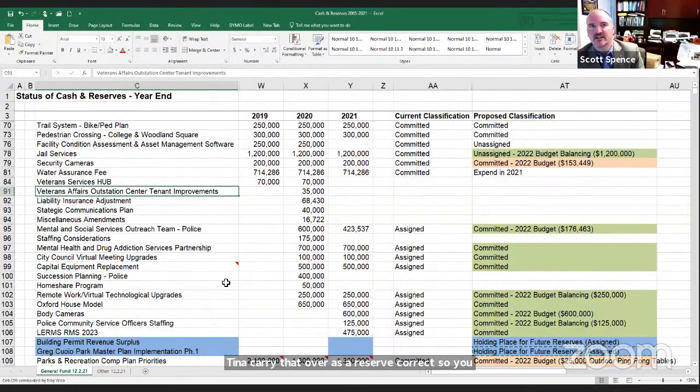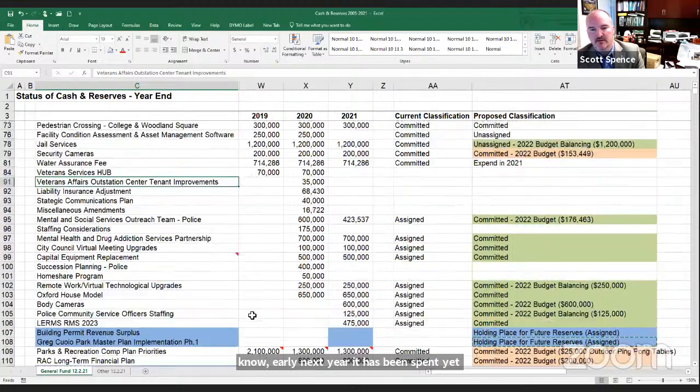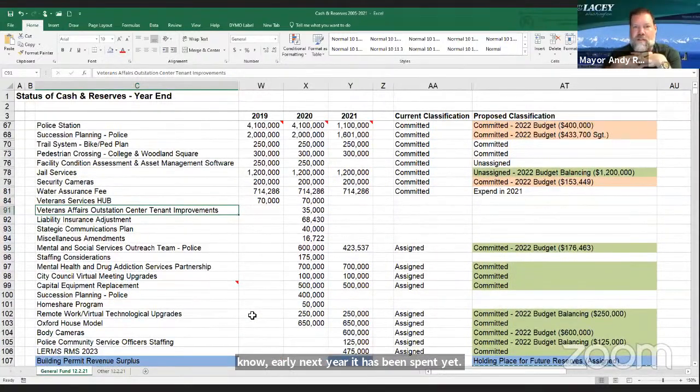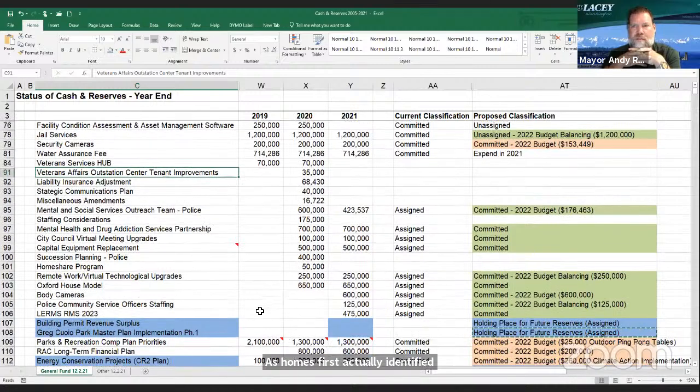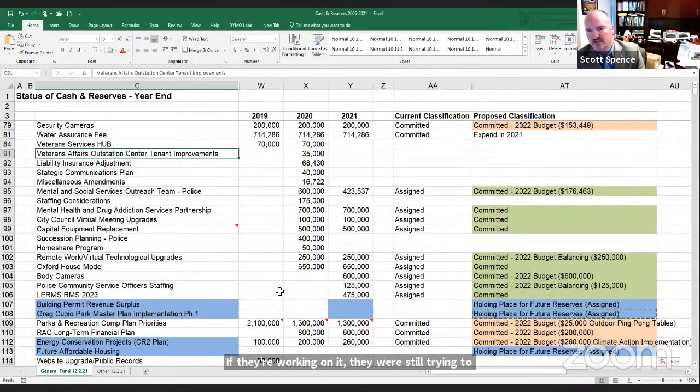Correct. So you'd see it come forward in our budget amendment early next year if it hasn't been spent yet. Okay. And has Homes First actually identified a home? I think they're working on it. They were still trying to secure the $250,000 from the state legislature because that was a grant, if you recall, that was supposed to combine our monies. I think they now have secured that process. Now it's just a matter of going out and finding a property.